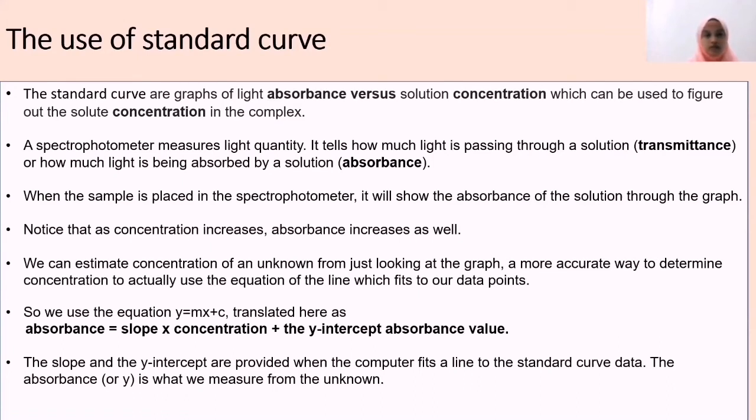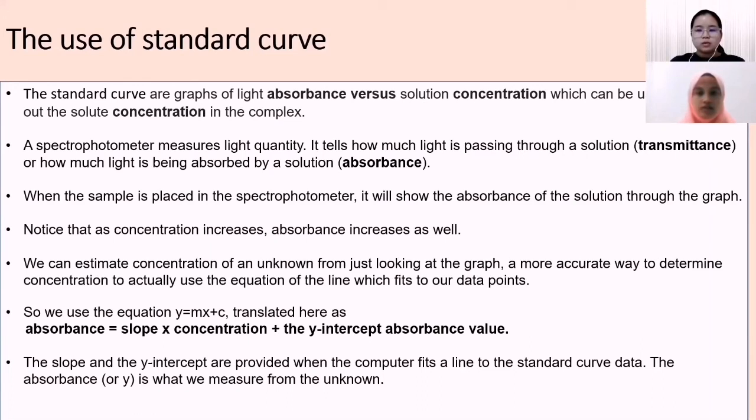A spectrophotometer measures light quantity. It tells how much light is passing through a solution, transmittance, and how much light is being absorbed by a solution, absorbance. When the sample is placed in a spectrophotometer, it will show the absorbance of the solution through the graph. We notice that as the concentration increases, absorbance increases as well. So we can estimate the concentration of an unknown just by looking at the graph.